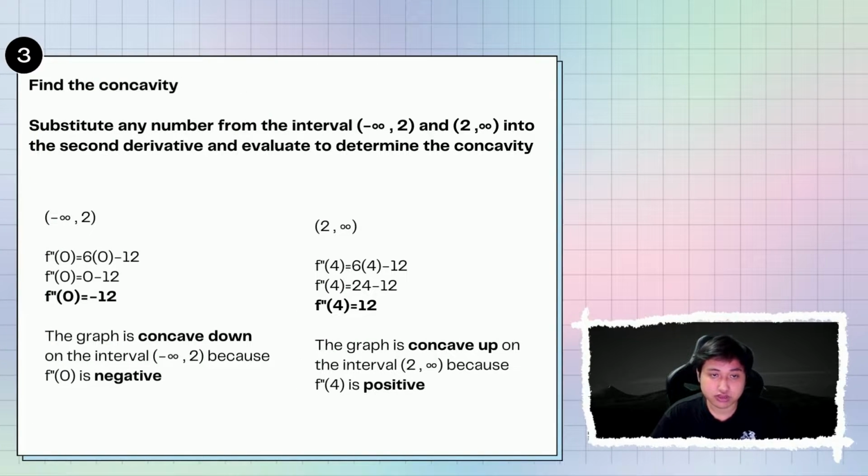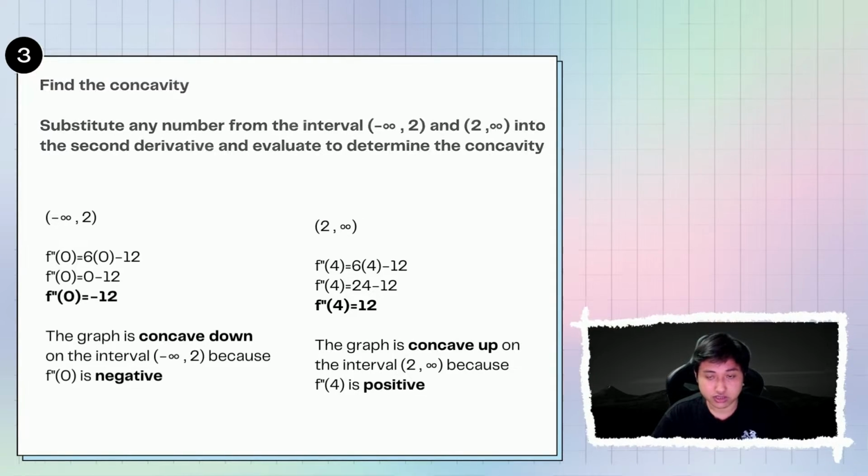In order to find the concavity, we need to substitute any number from the interval into the second derivative and evaluate to determine the concavity. For the interval negative infinity to 2, we substitute the number 0 and we get negative 12, while for the interval 2 to positive infinity, we substitute the number 4 and we get 12. So in conclusion, the graph is concave down on the interval negative infinity to 2 because the second derivative is negative, while the graph is concave up on the interval 2 to positive infinity because the second derivative is positive.